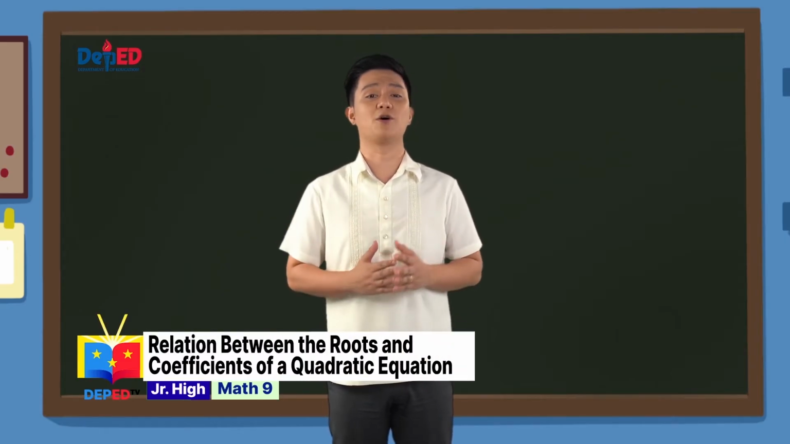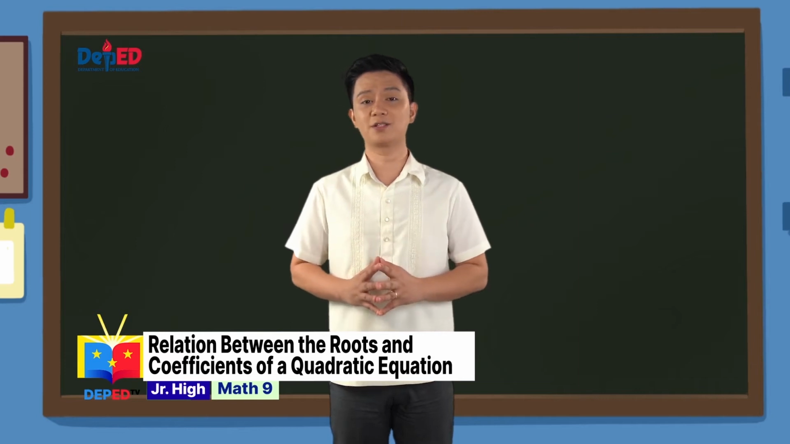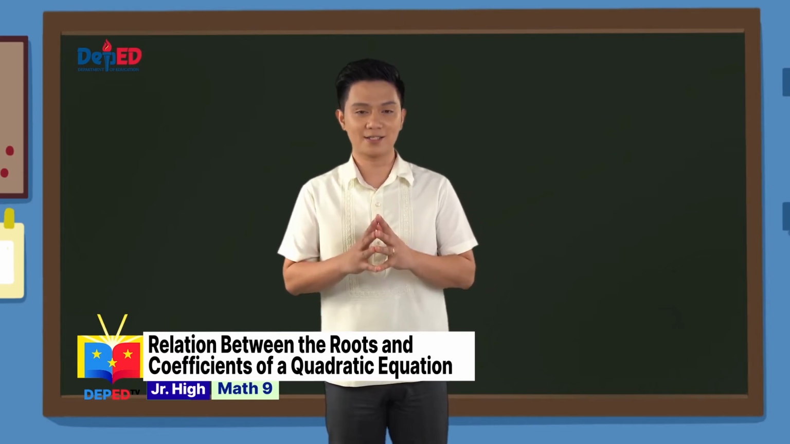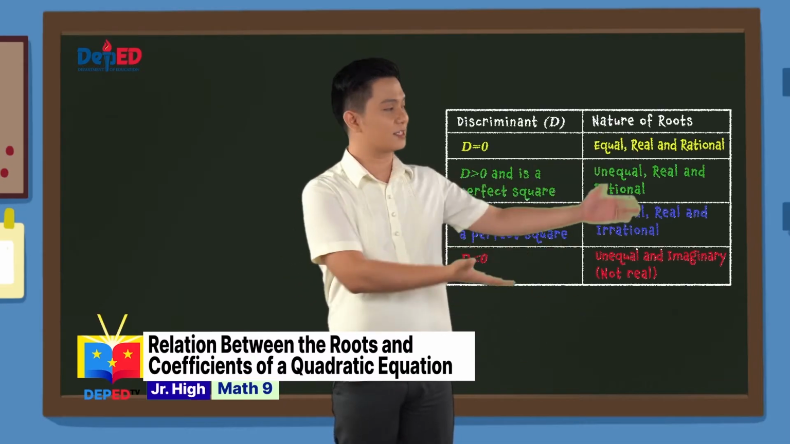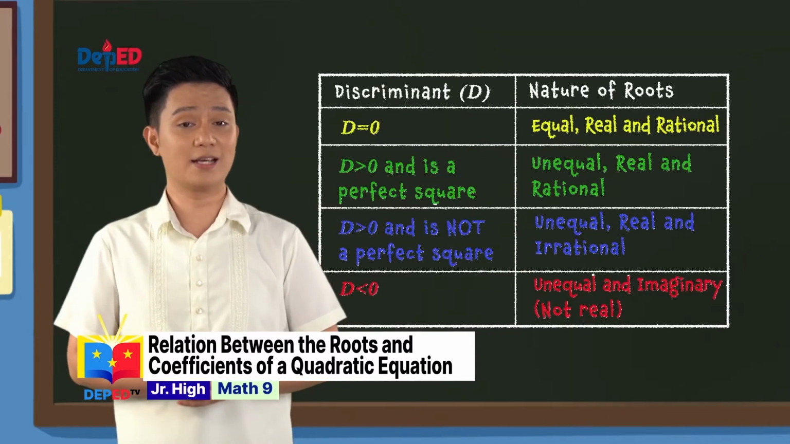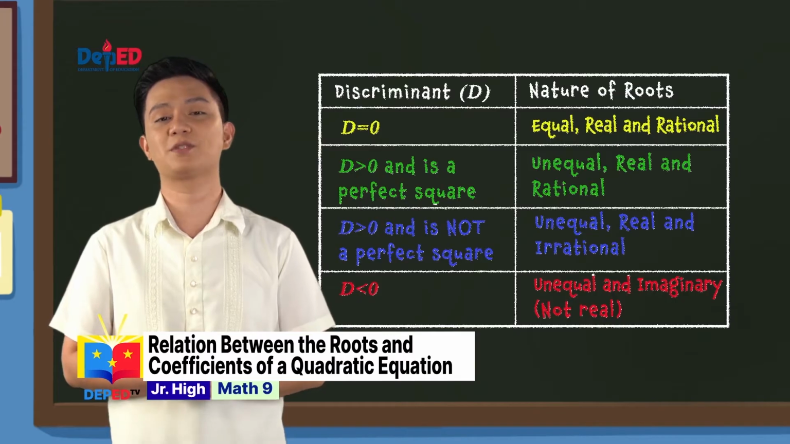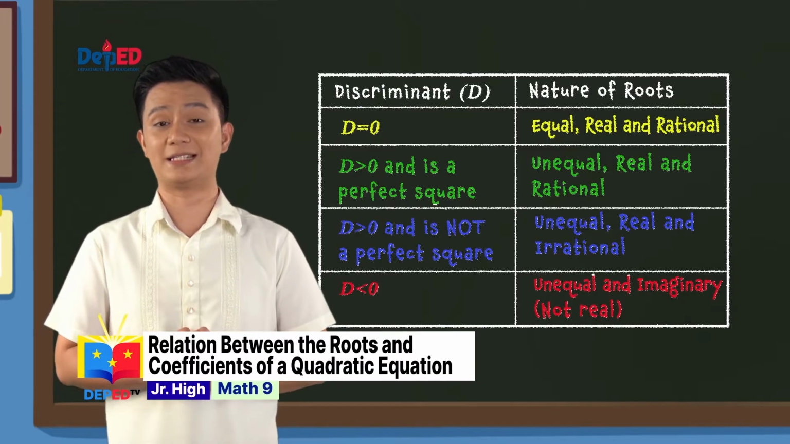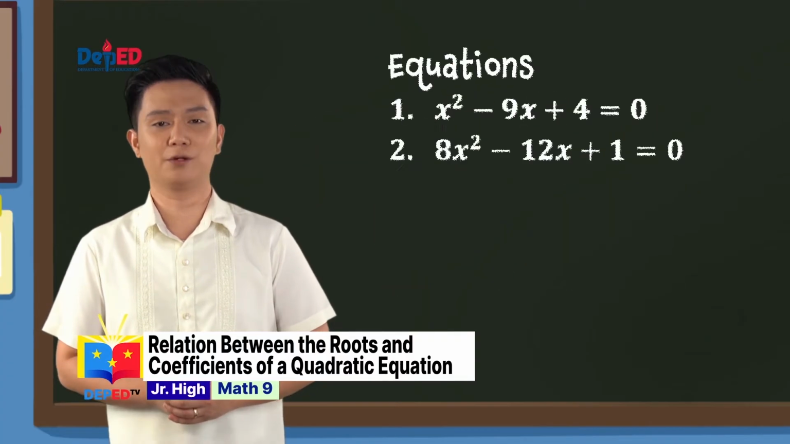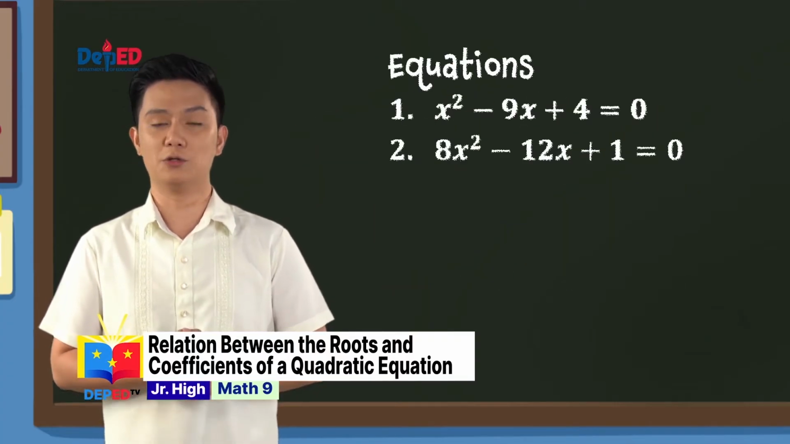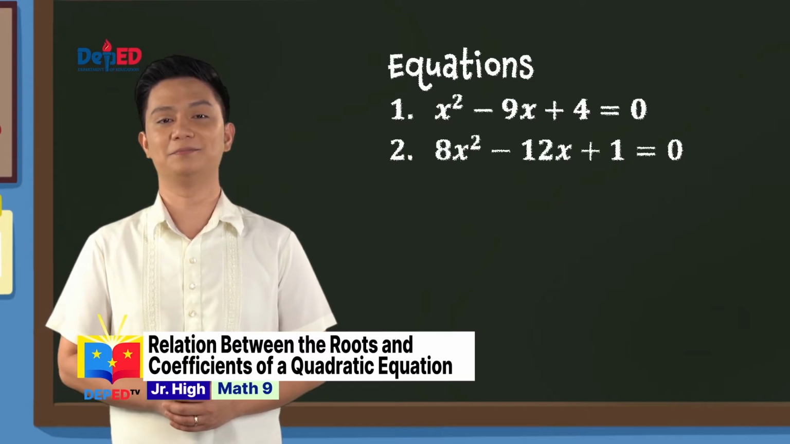In the previous episode, we determined the nature of roots of a quadratic equation based on its discriminant, and we recorded our observations in the table of highlights. And since we should not bury the skills and concepts we have previously learned, we say, pass not debt. Let us solve for the roots of the following equations using the quadratic formula.